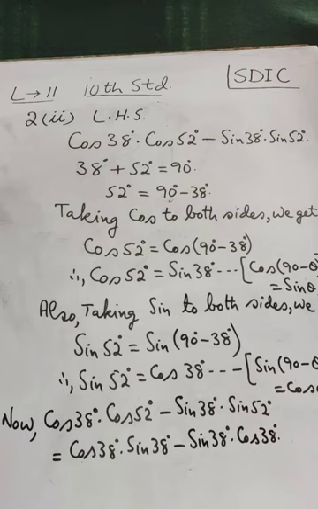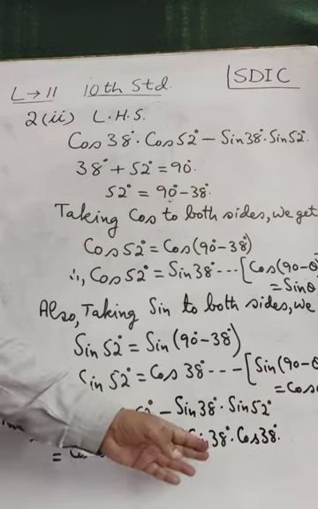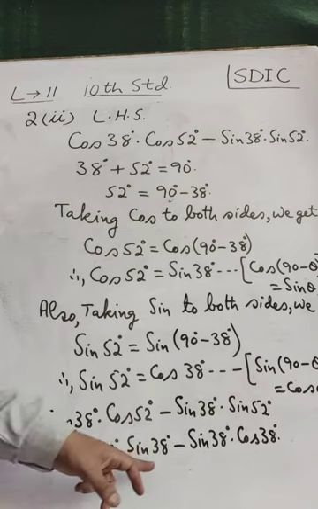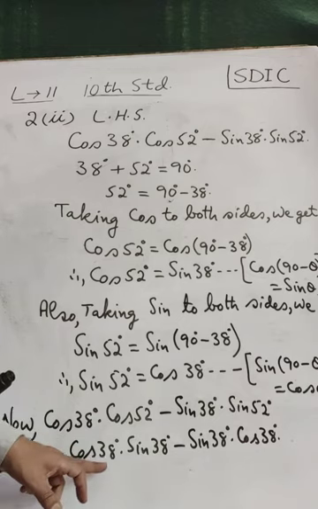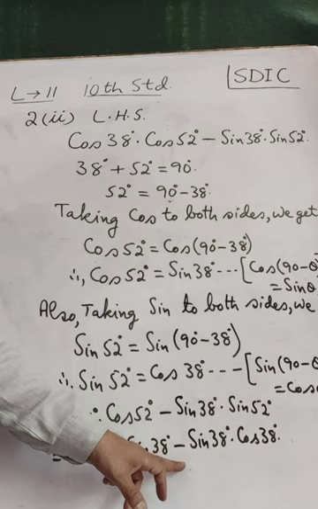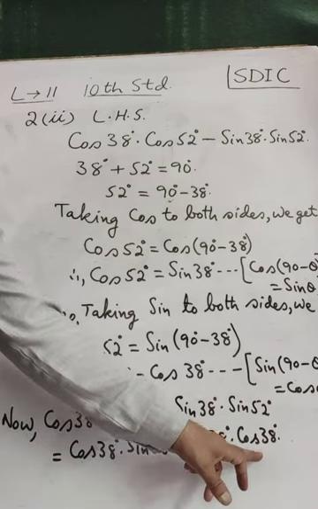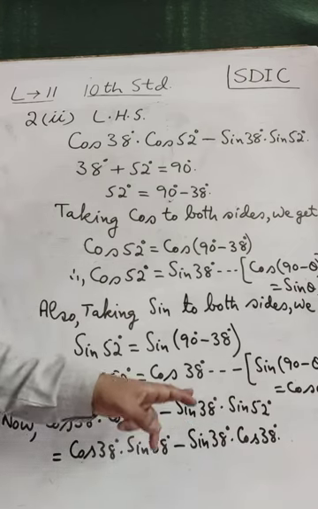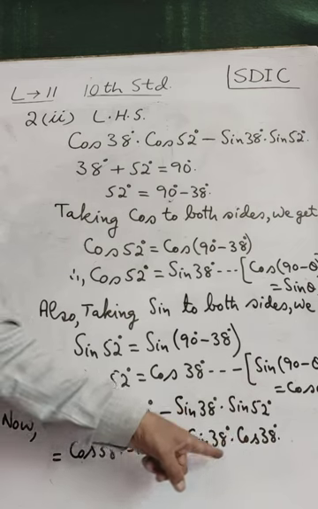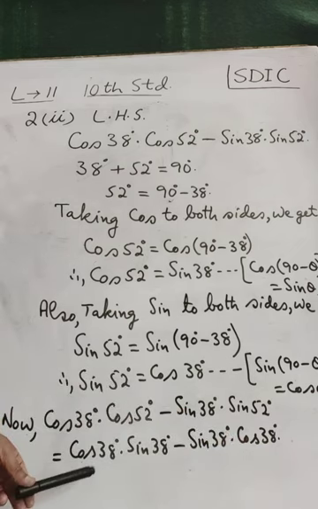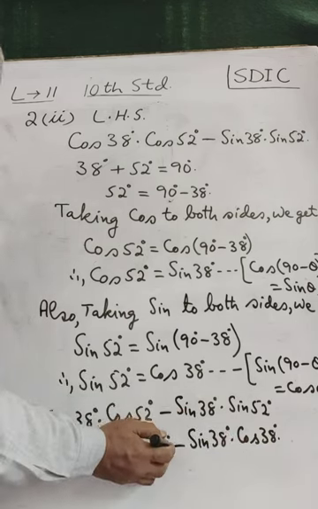So two results we used, and then we find both the terms are the same. The first term, up to this minus sign, is cos 38 into sine 38. The second also is sine 38 into cos 38. You can use the commutative property of multiplication. Cos 38 into sine 38, this can become the same, and being the same they will cancel.